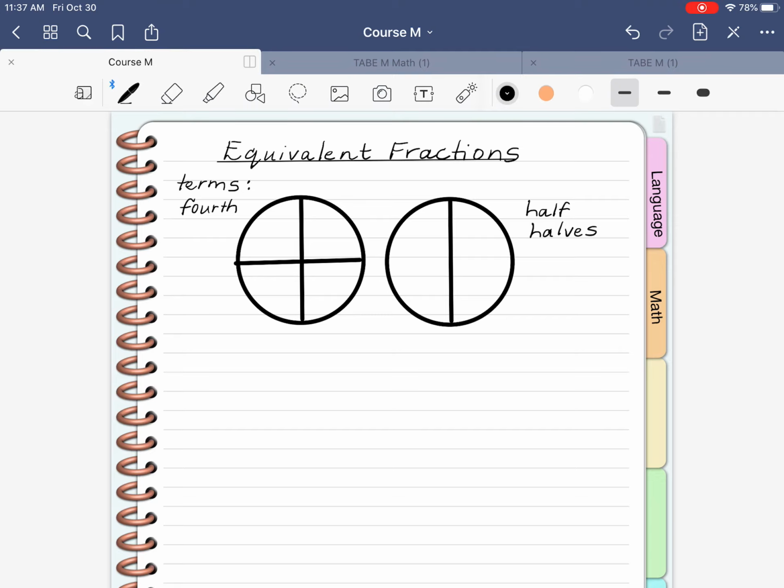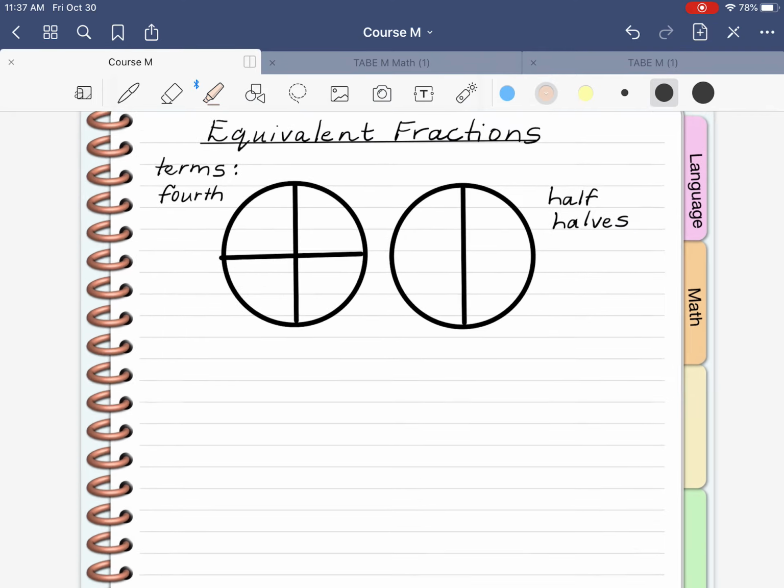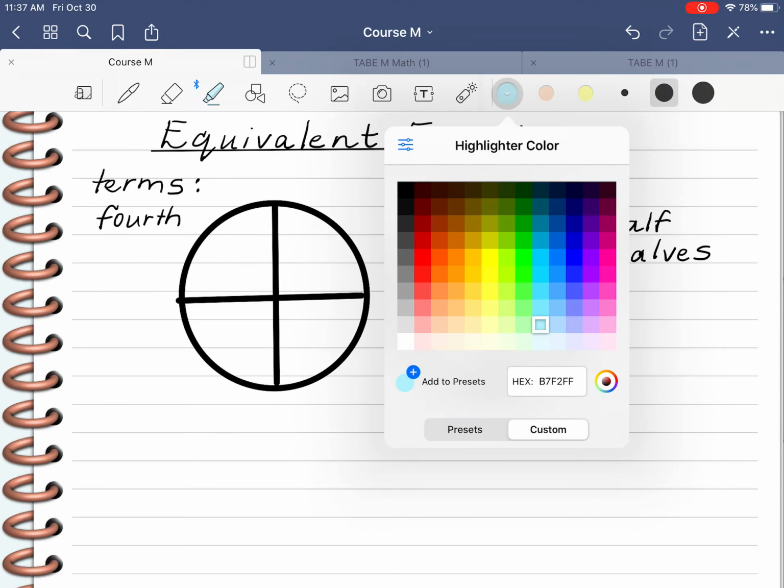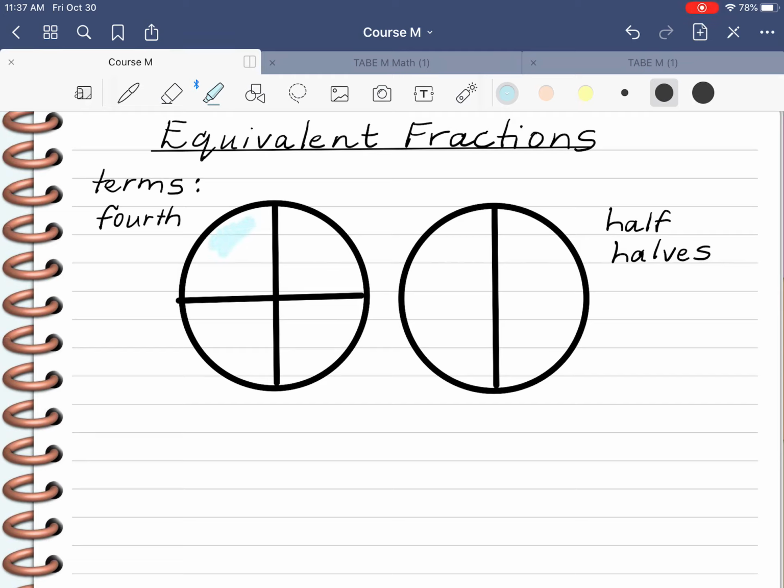So in this first circle, I want you to shade or color, and you can use your regular pencil. You don't have to use colors. I'm using a blue one. I want you to color two of them. So I want you to color 2/4 of this circle with whatever color you want to use, or just your pencil. And then on the other circle, I want you to color half.